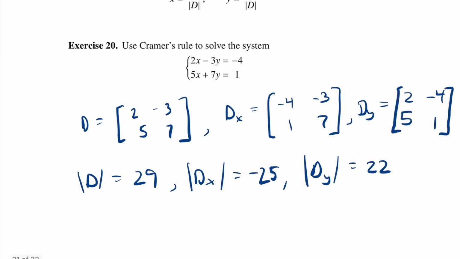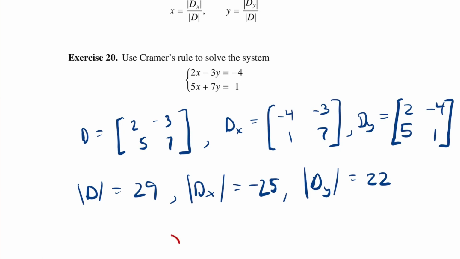And so the final answer is x equals D sub x over D, which is -25 over 29. And y is going to equal D sub y over D, and that is our final answer. That concludes the section.